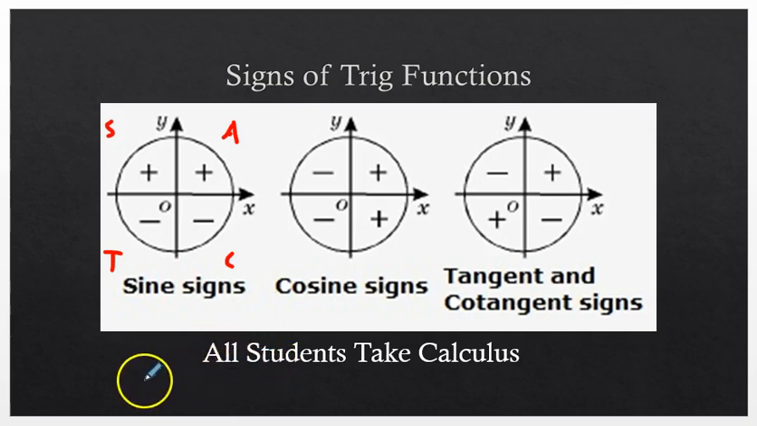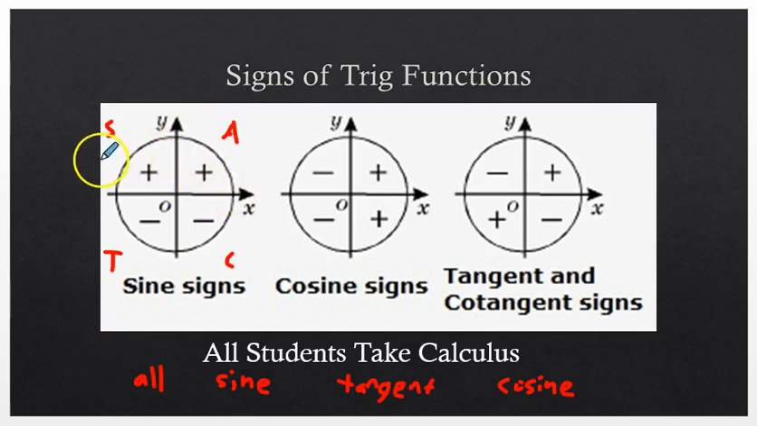So the A stands for all. The S stands for sine. The T stands for tangent. And the C stands for cosine. So one way to help remember this is all students take calculus, because in the top right quadrant, all of the functions are positive. That's what the A is representing. All of them are positive here.